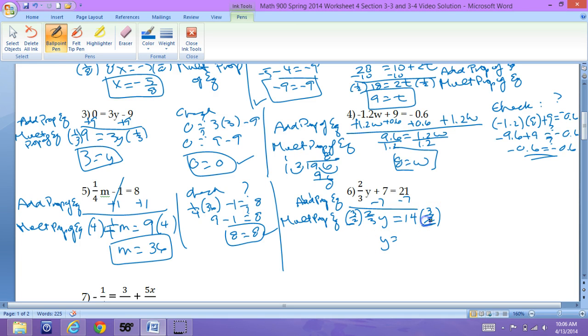And now 2 goes into 2 once, and 2 goes into 7, or I gave you the answer. 2 goes into 14 7 times, and 7 times 3 is 21. So we're going to claim that y equals 21, and we'll check it and see how it goes.